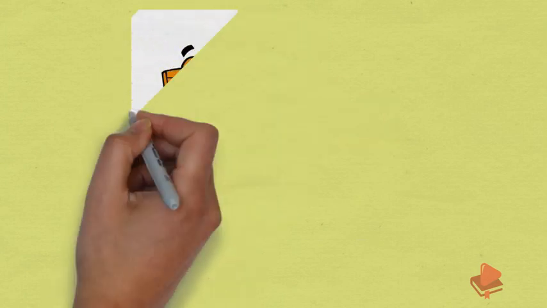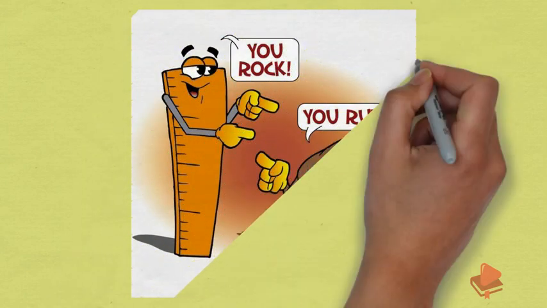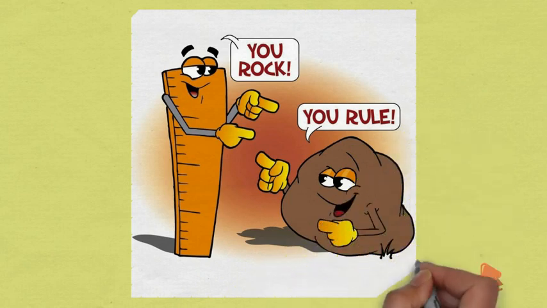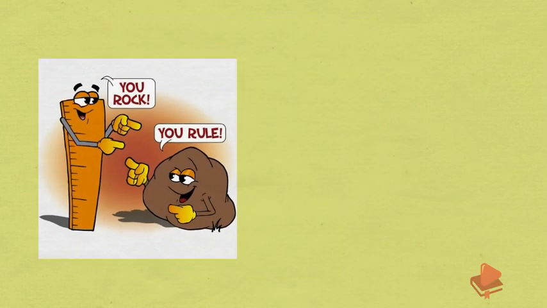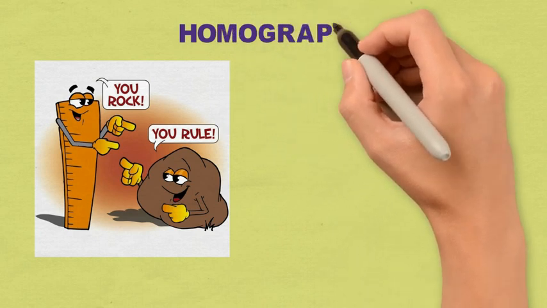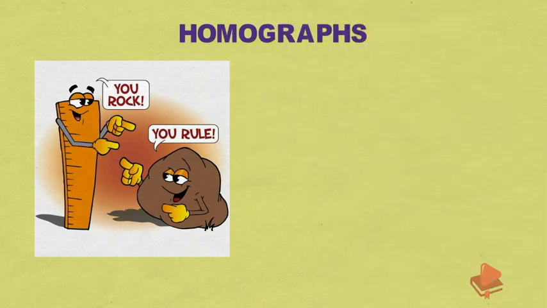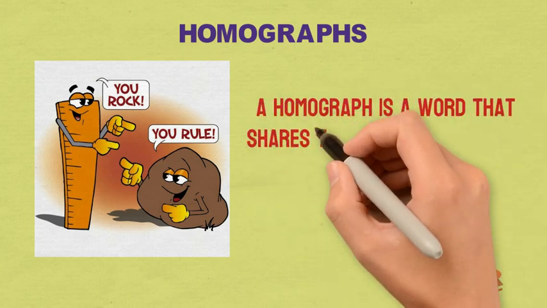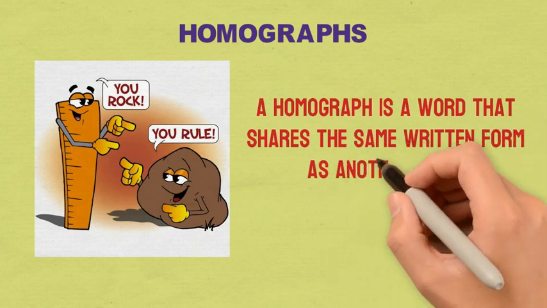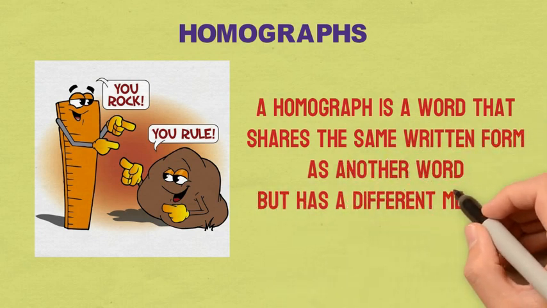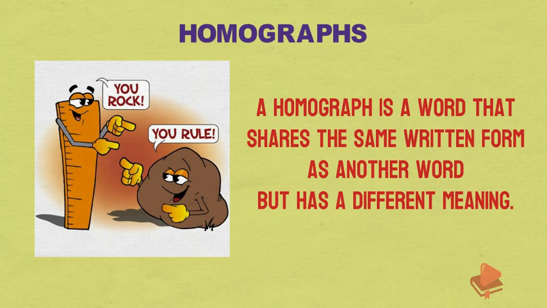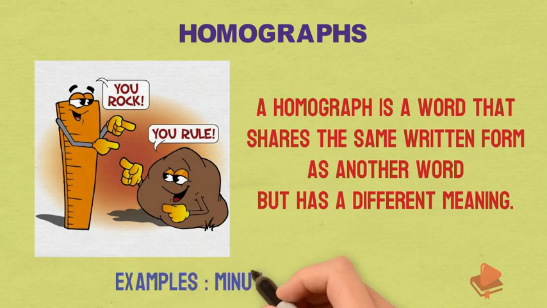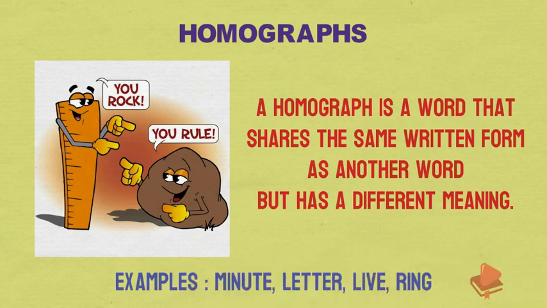Alright, so let's begin with the poem Have You Ever Seen? Before that, I wanted to tell you that this poem is based on homograph. Now, what do you mean by homograph? A homograph is a word that shares the same written form as another word but has a different meaning. There are some examples that show that the words are same but the meanings are different. The examples like minute, letter, live and ring.